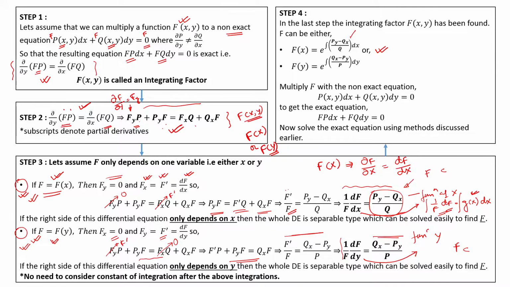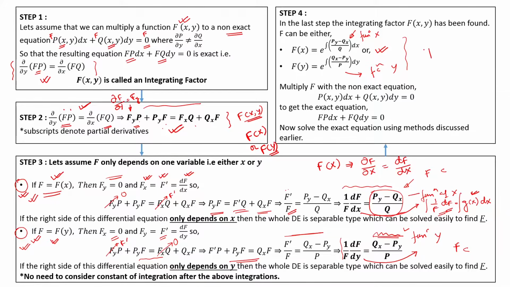This we can calculate only if this (P_y minus Q_x) by Q is a function of x. Similarly, for the second method, the integrating factor f will be e to the power integral of (Q_x minus P_y) by P dy, and this we can calculate only if this (Q_x minus P_y) by P is a function of y. So, either you can remember these formulas for integrating factors f(x) and f(y), or it will be easier if you follow the steps that I have told you right now. You will see how to go ahead without remembering the formulas while we are solving the problems.